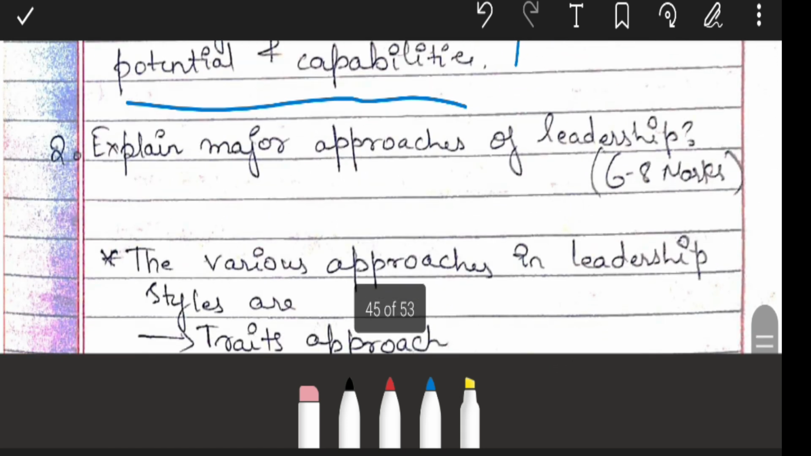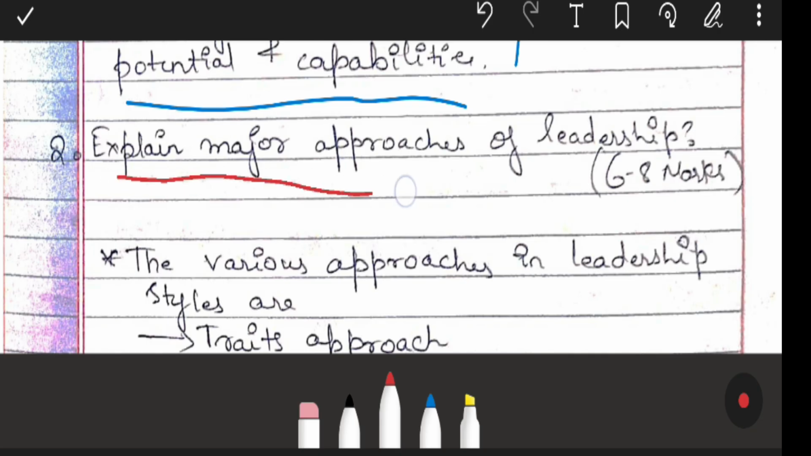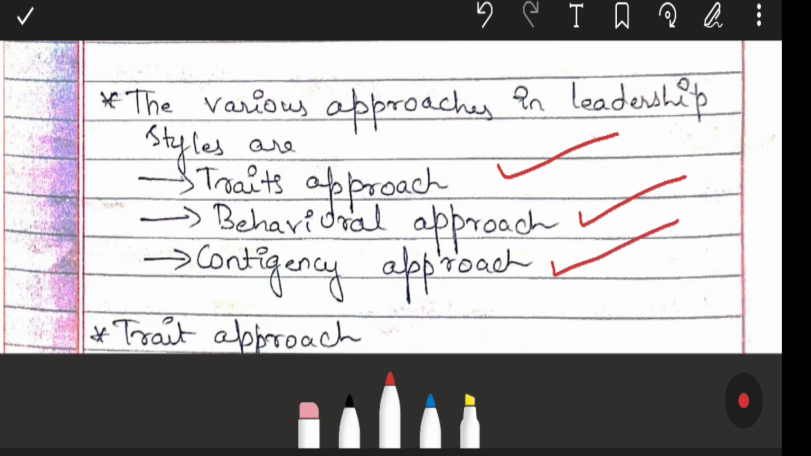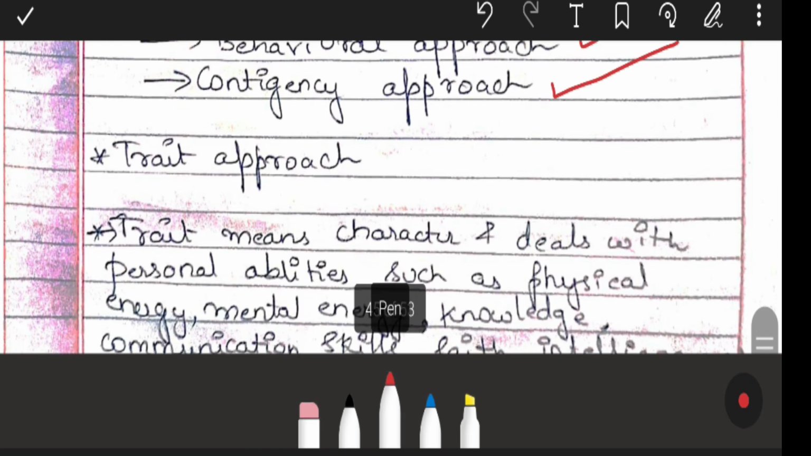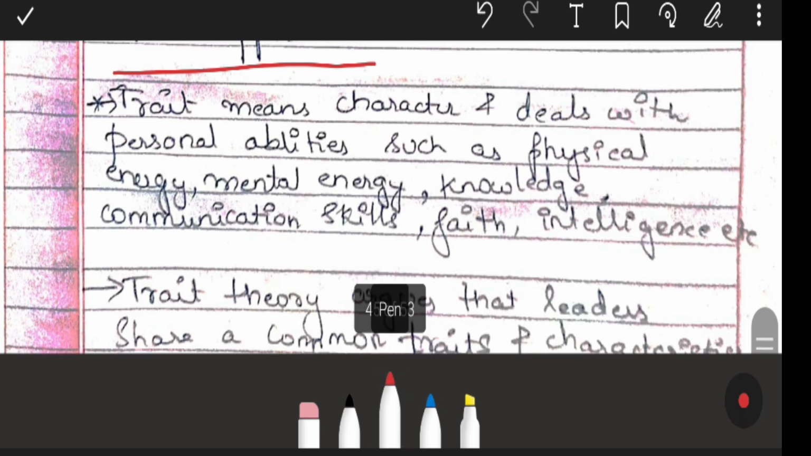Okay, so the next question is: explain approaches of leadership. Major approaches of leadership. Okay, so the main approaches of leadership are trait approach, behavioral approach, contingency approach. First, we'll learn about trait approach. Trait is nothing but a character. Trait means character, and it deals with personal ability.